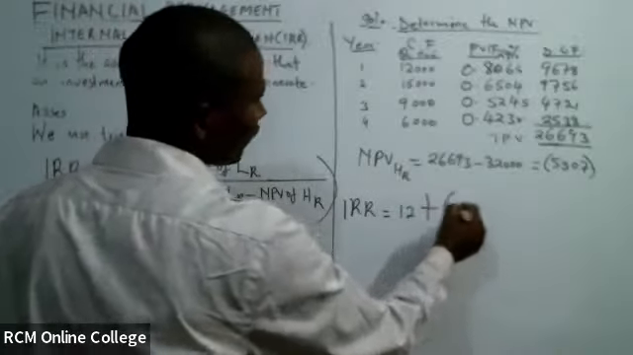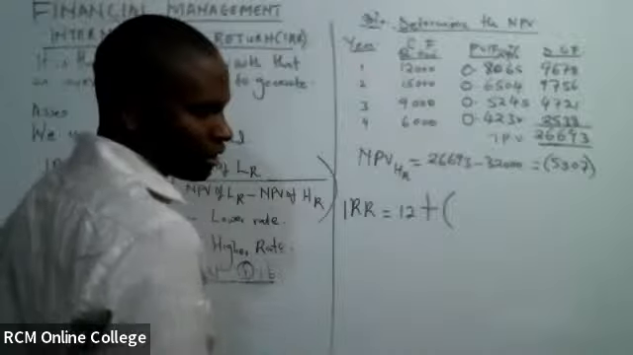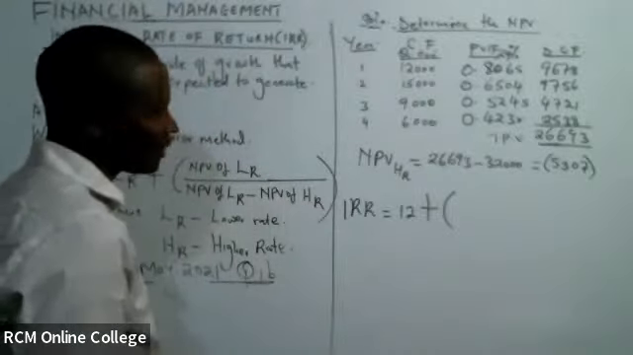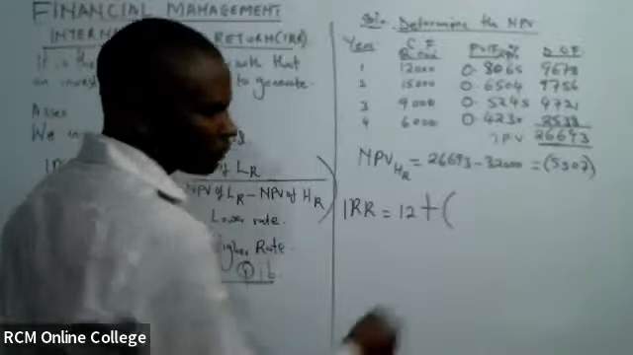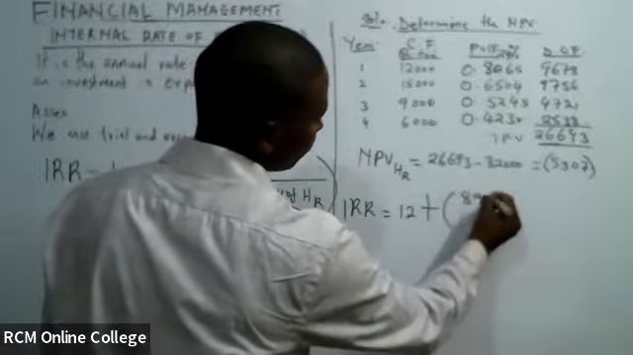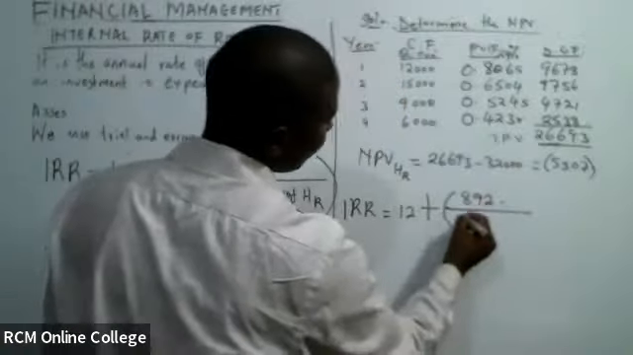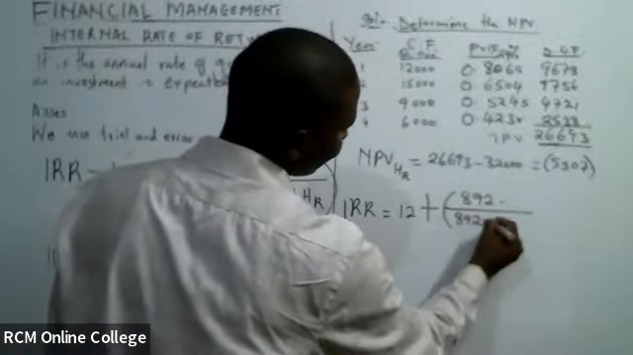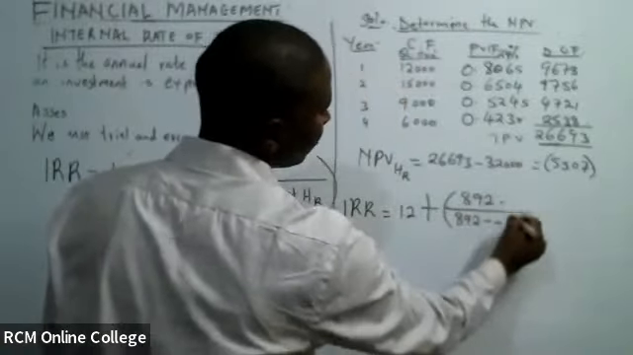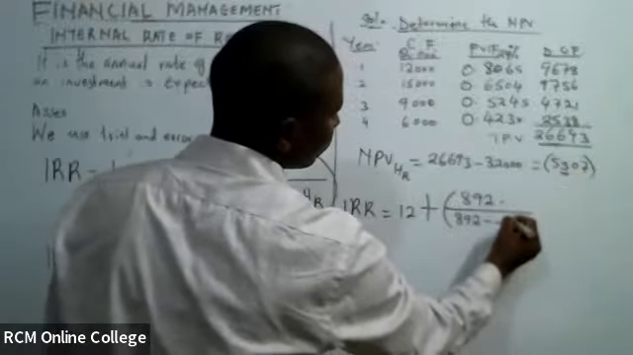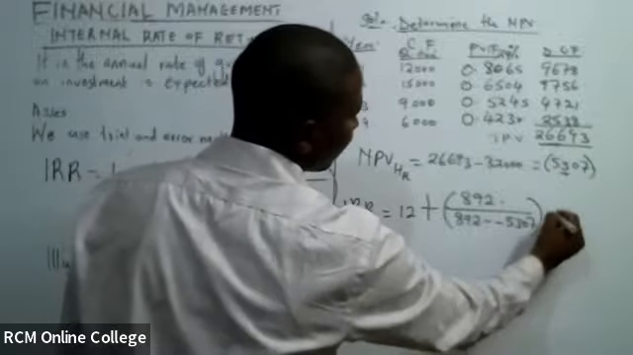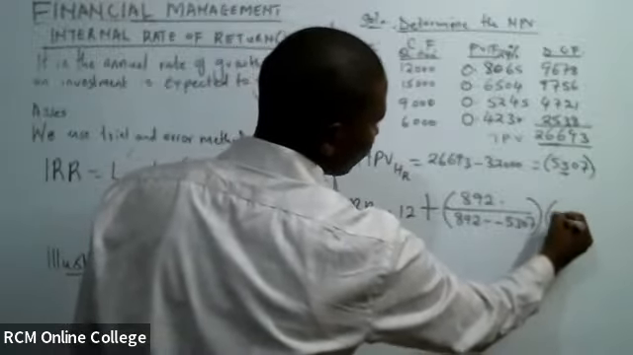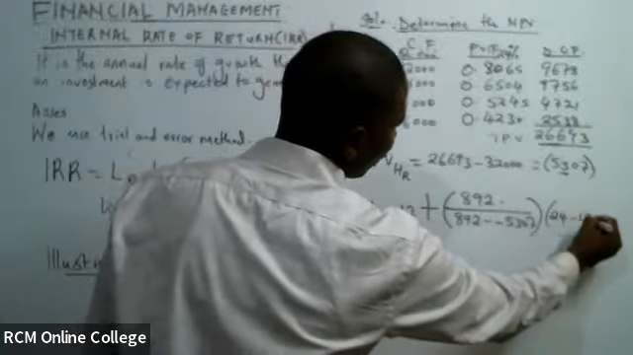Plus NPV of lower rate tulipata ngapi? Hii ni kitu sasa rahisi sana. NPV of lower rate ilikuwa ngapi? 892, si ndio? 892. Divide by NPV of lower rate minus NPV of higher, which is 5307. At the end of the day, hiyo itakuwa plus. Higher rate ni ngapi? 24 minus lower rate of 12.